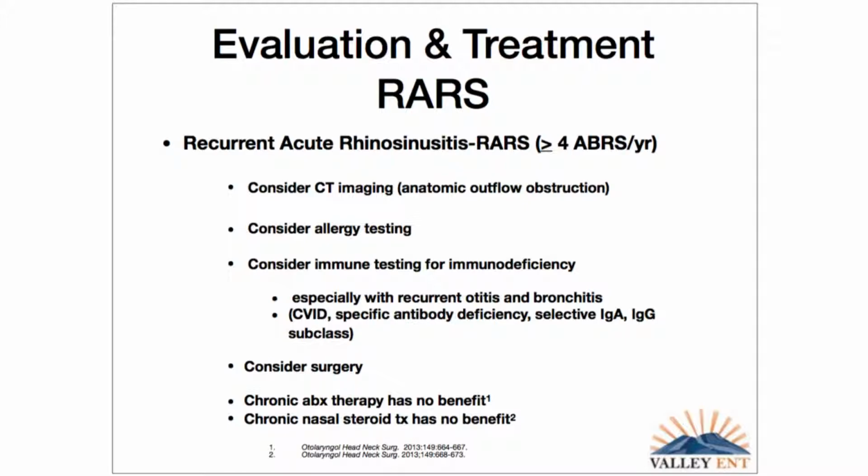Consider immune testing for immunodeficiency. So in these patients with recurrent acute rhinosinusitis, and we do see these in our clinic, you'll see patients with common variable immunodeficiency, selective antibody deficiencies, IgA, which is the antibody at work on the mucosa. These patients do very well with surgery. If they have an immunodeficiency, they're helped by surgery. If they just have an anatomic obstruction, you can sometimes cure them with surgery. Chronic antibiotic suppression therapy in that population has no benefit, by the way.